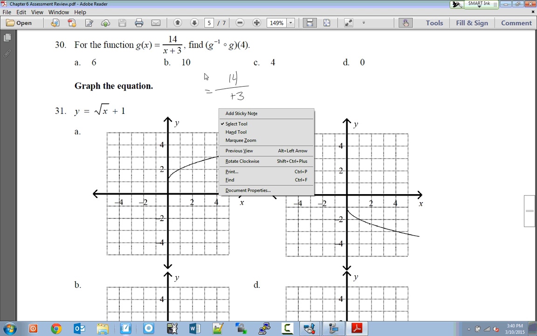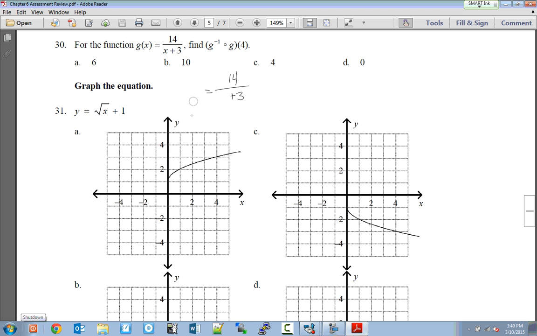All right, so I'm just going to erase them. So now we're going to have x equals 14 over y plus 3. Now we just have to solve. So I'm going to multiply both sides by y plus 3. That'll get it out of the bottom here. So we're going to have y plus 3 times x equals 14.